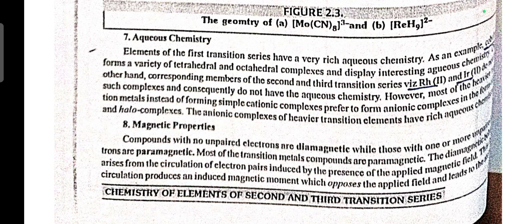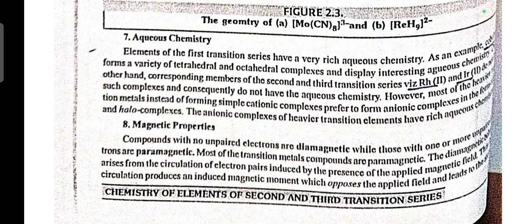Seventh is aqueous chemistry. The elements of the first transition series have a very rich aqueous chemistry. As an example, cobalt forms a variety of tetrahedral and octahedral complexes and displays interesting aqueous chemistry. On the other hand, the corresponding members of the second and third transition series, rhodium and iridium, do not form complexes and do not have aqueous chemistry.